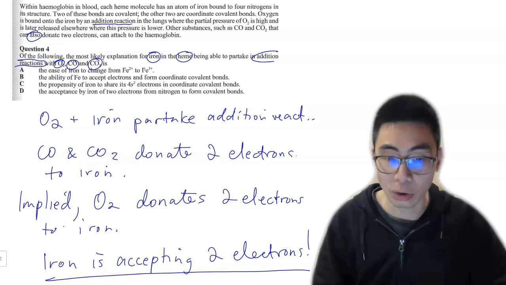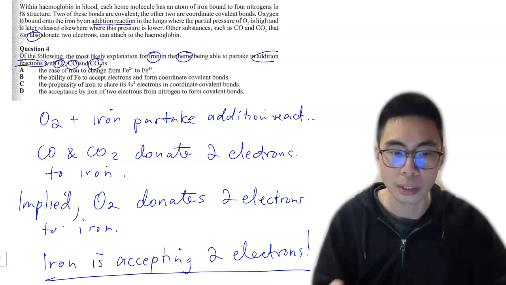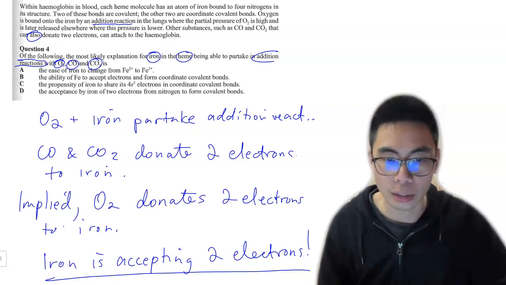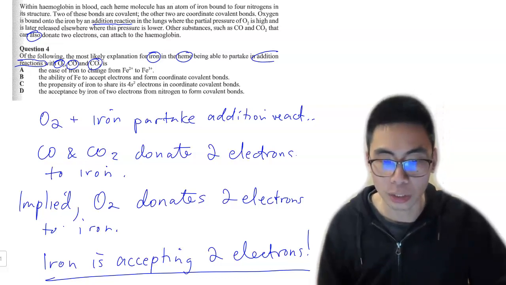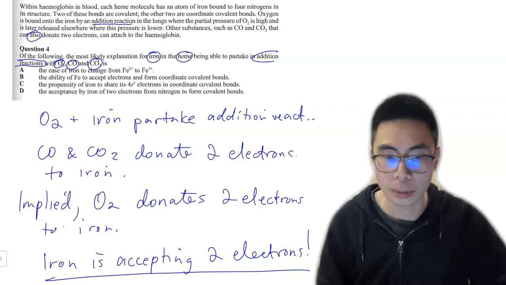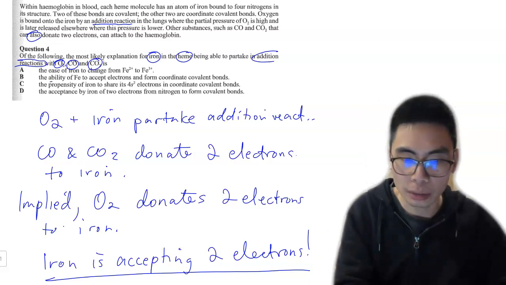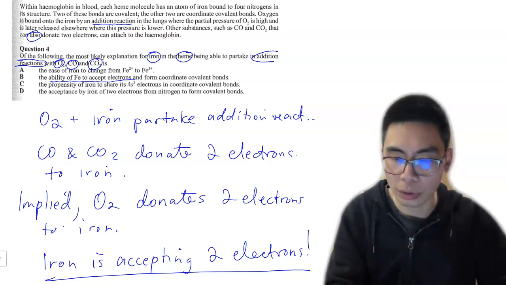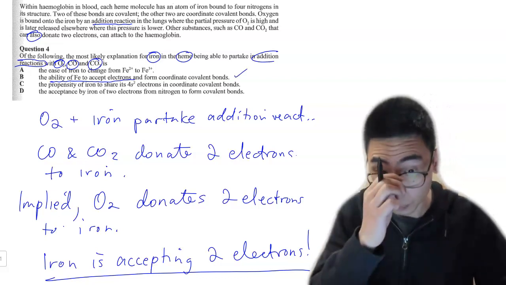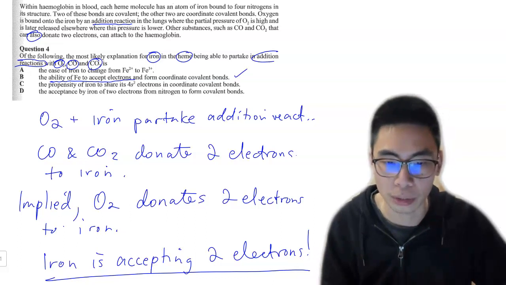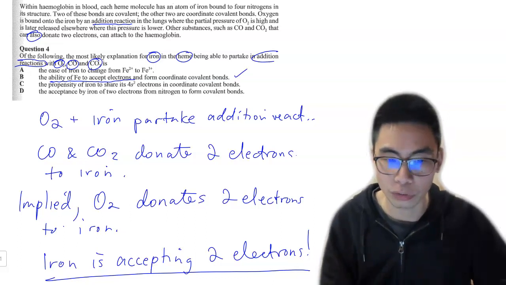Okay, I don't see an obvious link between this and what we just found out, that iron is accepting 2 electrons. B, the ability of iron, Fe, to accept electrons and form coordinate covalent bonds. Now, the first part is great, the ability of iron to accept electrons. That's enough for me to go, all right, that looks pretty good. I'm not going to worry too much about the whole coordinate covalent bonds for now.